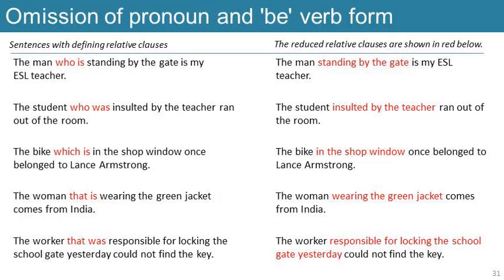On the left are defining clause sentences in which the relative pronoun is the subject, followed by a form of the verb to be and a prepositional phrase or adjective. In each case, the pronoun and the be verb can be omitted, as shown in the sentences on the right. For example, the man standing by the gate is my ESL teacher. Such omissions result in what are called reduced relative clauses.